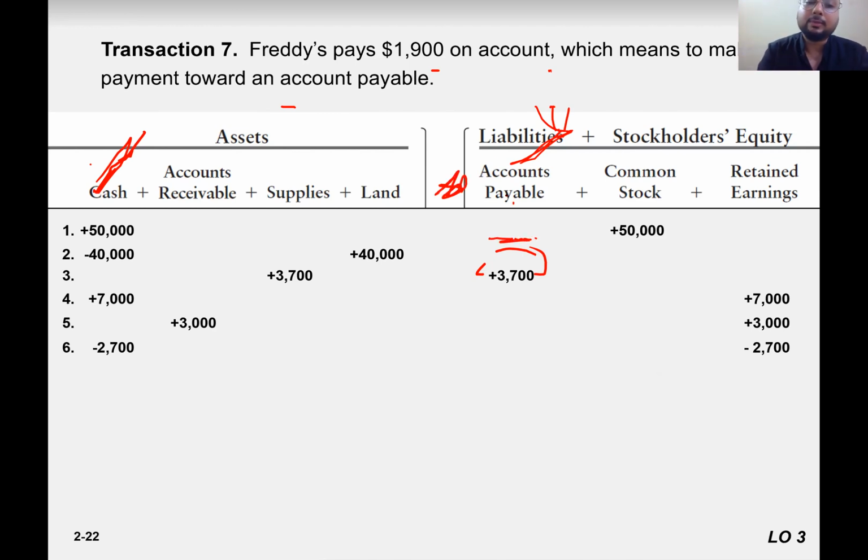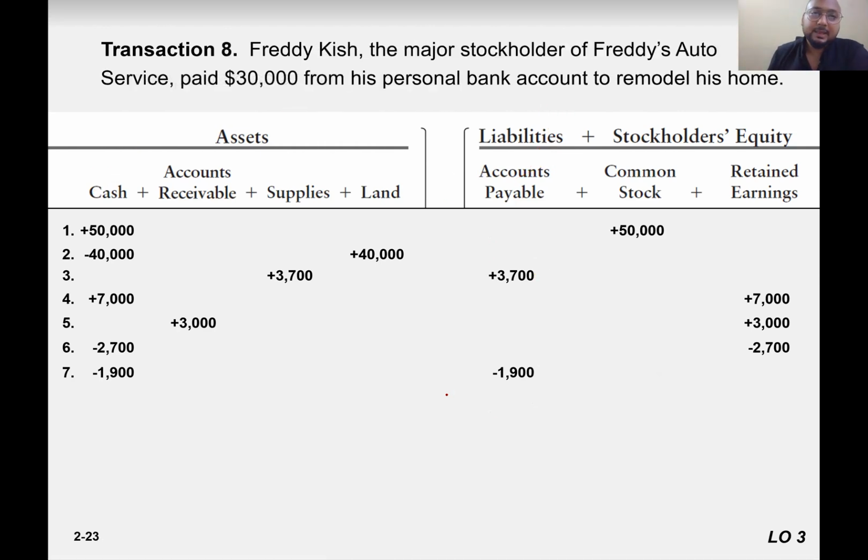I would say negative. So which two accounts are going to hit? Accounts payable and cash. So cash paid 1,900, liability paid, accounts payable paid 1,900. Equation is balanced, of course. Minus 1,900 is equal to minus 1,900. Right, everyone? 8th.